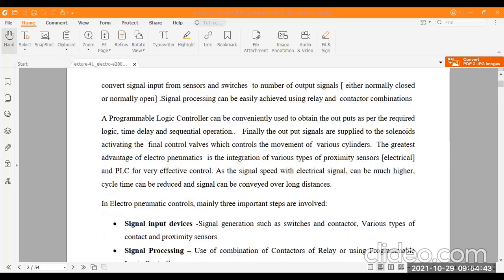Okay, that means we have to use a relay in this pneumatic controller part to convert the signal input from sensors and switches to a number of output signals. This signal processing can be easily achieved using relay and contactor combinations. So this is a relay and contactor. It is very important for our output processing of the pneumatic controller valve. This signal processing can be easily achieved using these different types of relay and contactor combination circuits also.